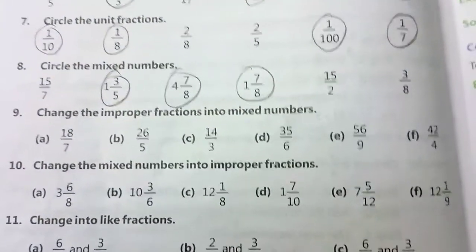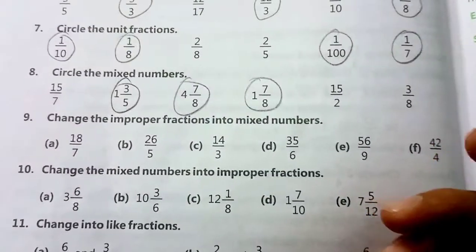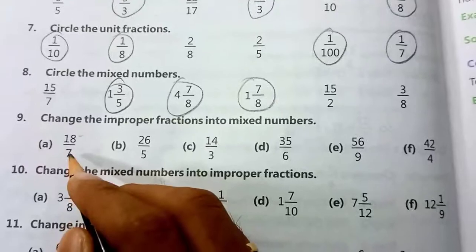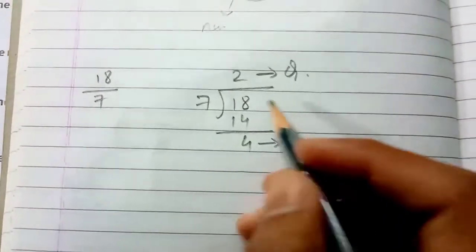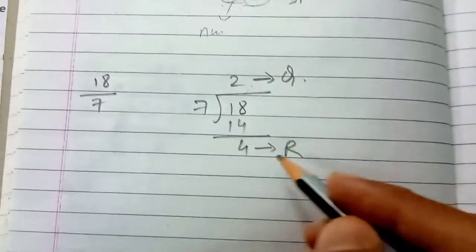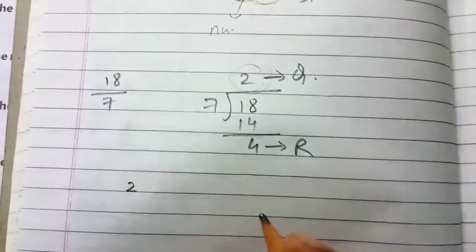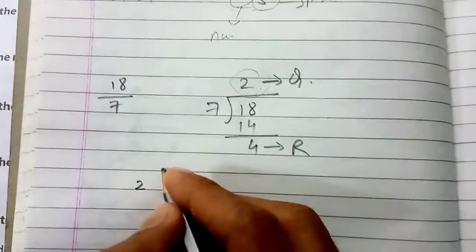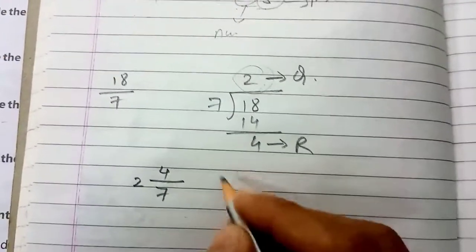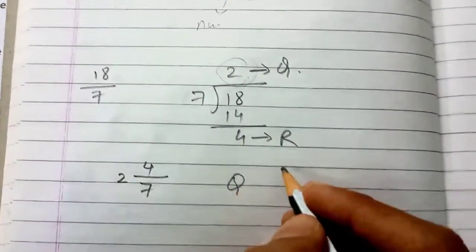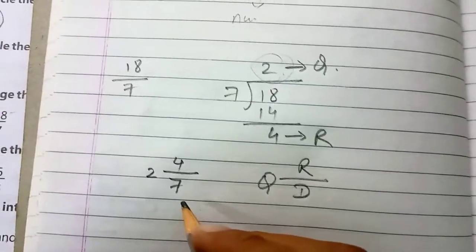Now question number 9. Change the improper fractions into mixed numbers. For changing an improper fraction into a mixed number, we have to divide the numerator by the denominator. For example, here 18 by 7. We divide 18 by 7, so we get 2 as quotient and 4 as remainder. First of all, we write the quotient in front. Then we write the remainder on the top. And the denominator will be the same, always the denominator.